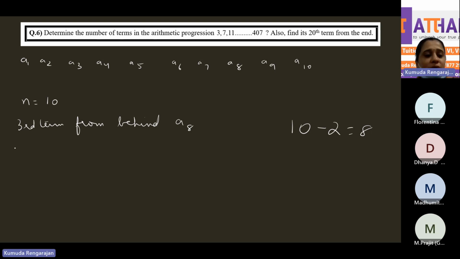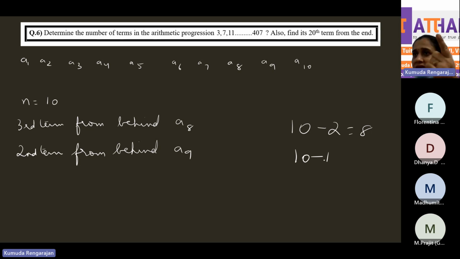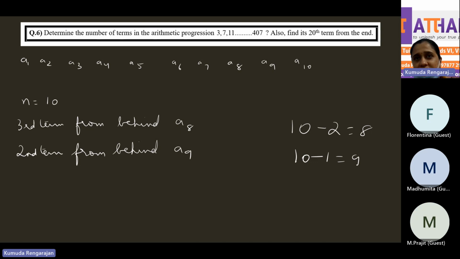Which is the second term from behind? The second term from behind is A9. Now I want to know which term it is forwards. You should always use the total number of terms, 10. For the second term from behind, I'll subtract only one. One less I'll subtract. So it's 9. So the 9th term from the beginning is the second term from the end.